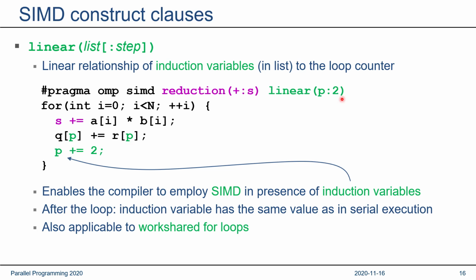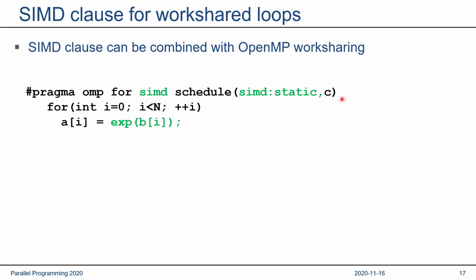You can also use the linear clause in worksharing for loops. If the compiler has any problem dealing with induction variables, then you can use the linear clause there as well. So up to now, we've been dealing with pure SIMD loops, the SIMD construct that applies to the immediately following for loop, and there was no threading involved. Certainly, you can combine the SIMD feature with work sharing, and this is the case for the for SIMD construct. You can just write pragma omp for simd, and then whatever clauses apply to for and to simd.